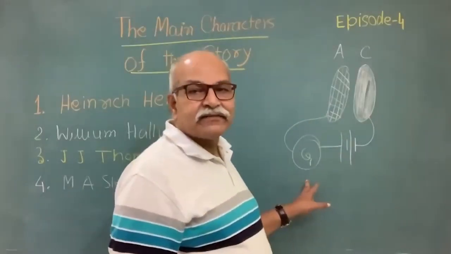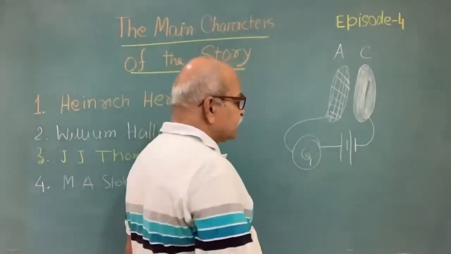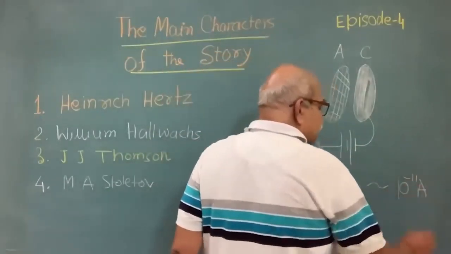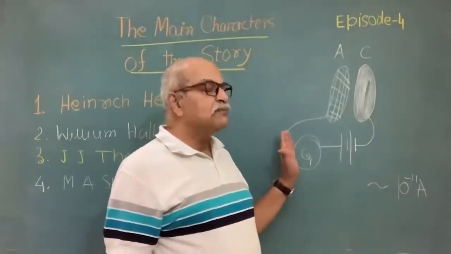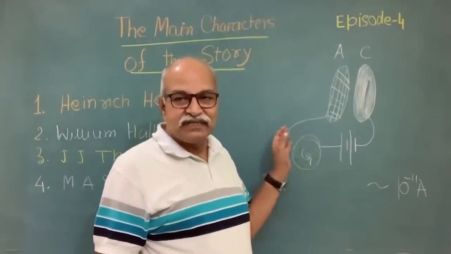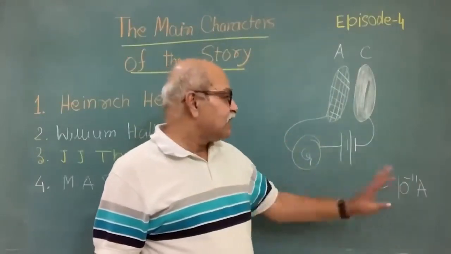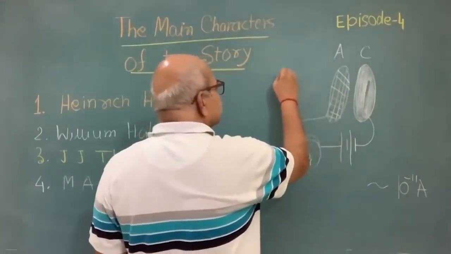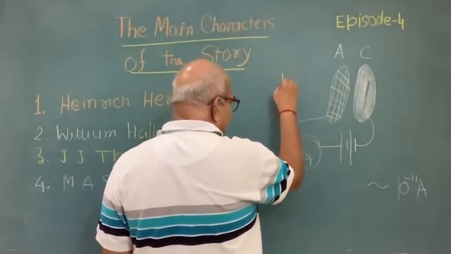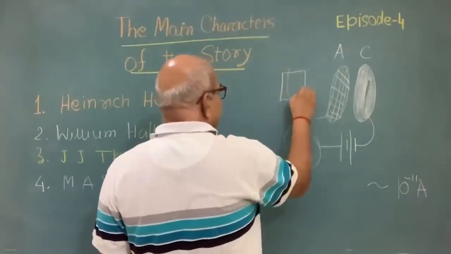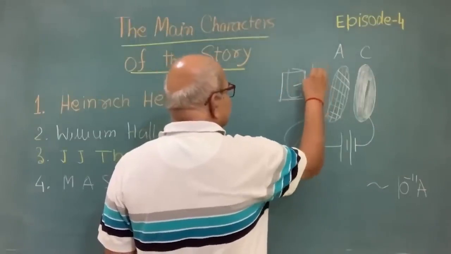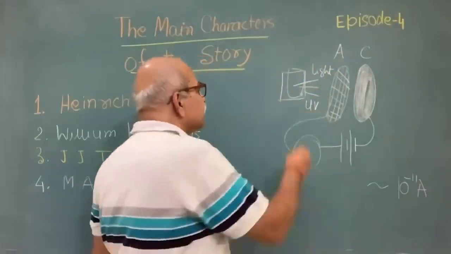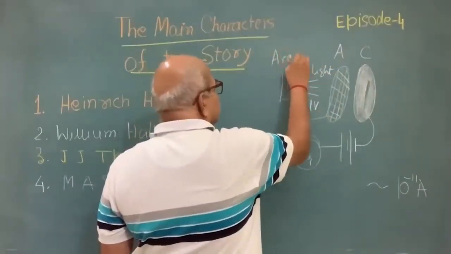A static galvanometer we say, and the sensitivity is of the order of say some 10 power minus 11 amperes or so. So when the galvanometer deflects, one can measure how many divisions it is going, and from there one can measure the current. Then he shines UV light on this using an arc lamp. Let us say this is an arc lamp and it gives you light which has a UV component. Of course, other lights will be there.